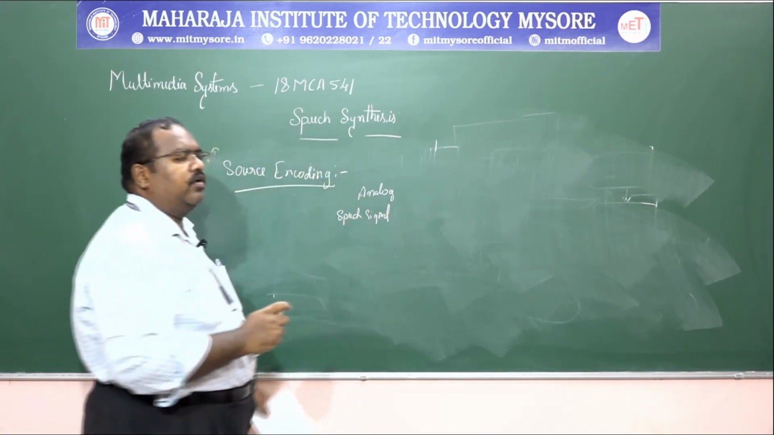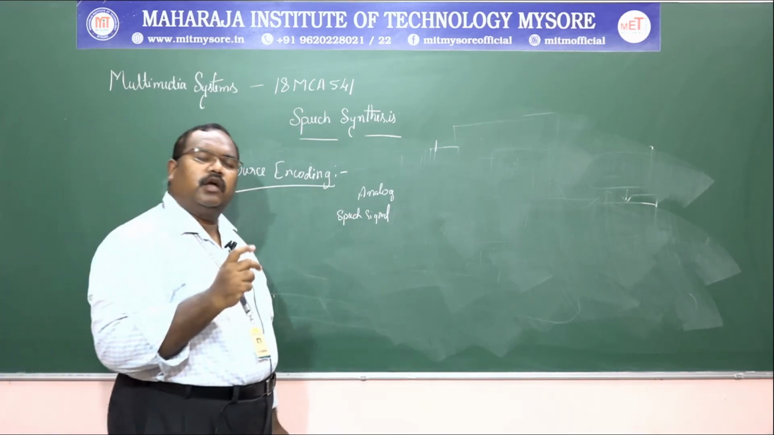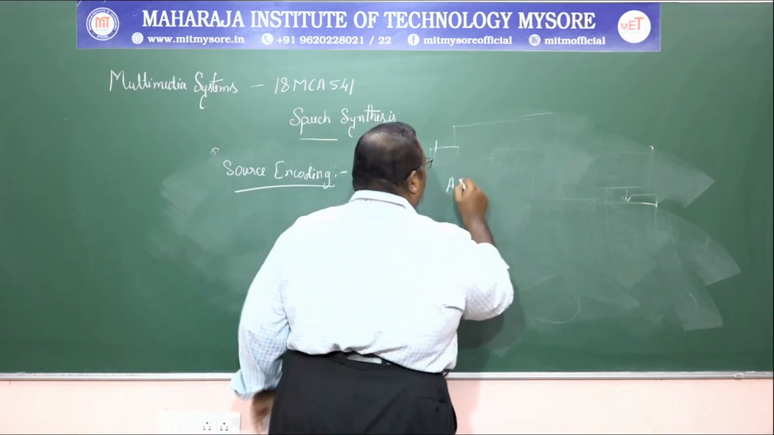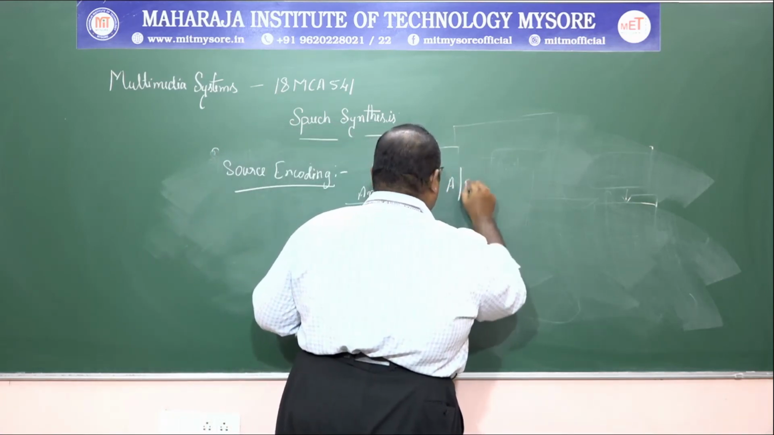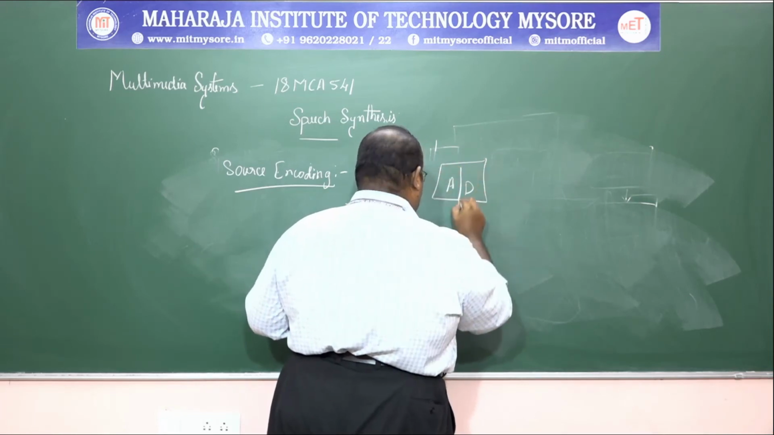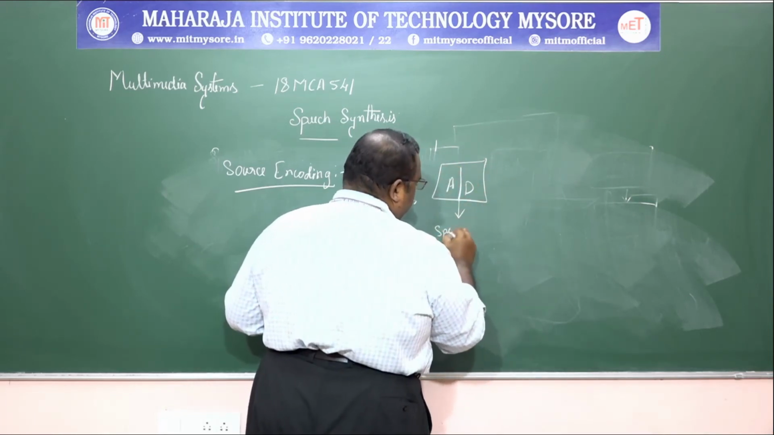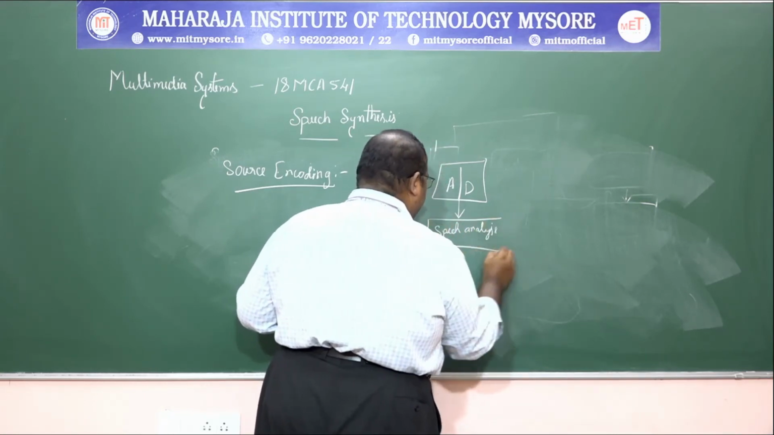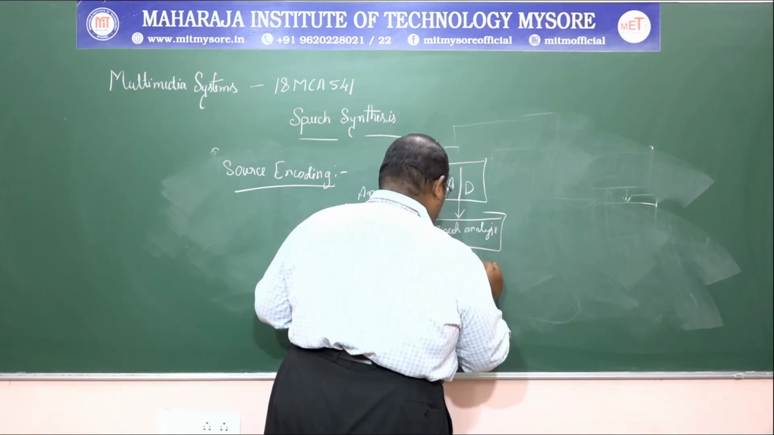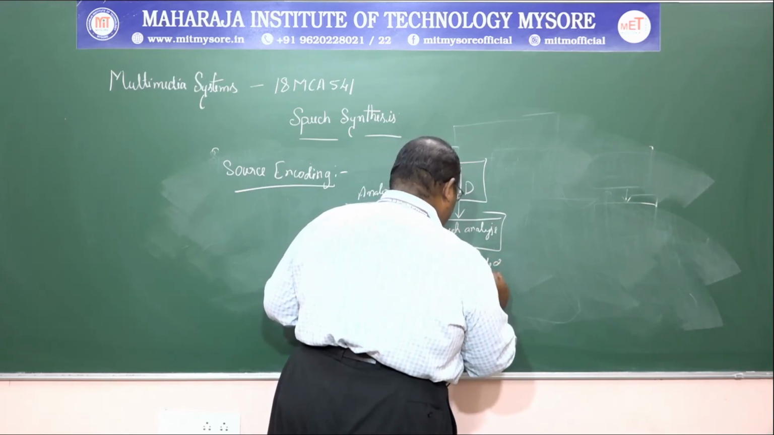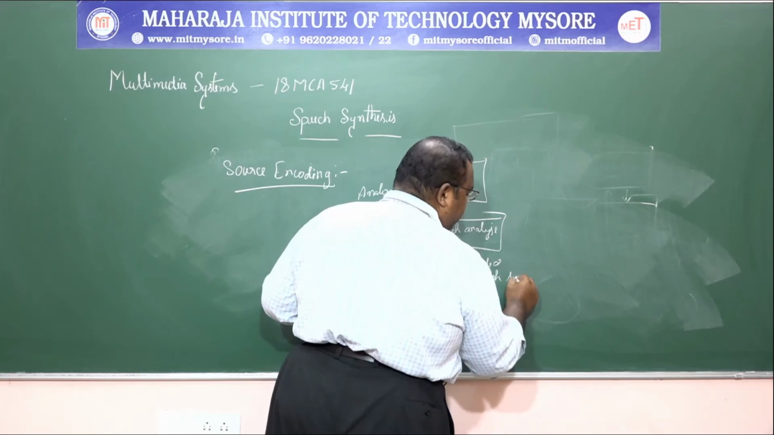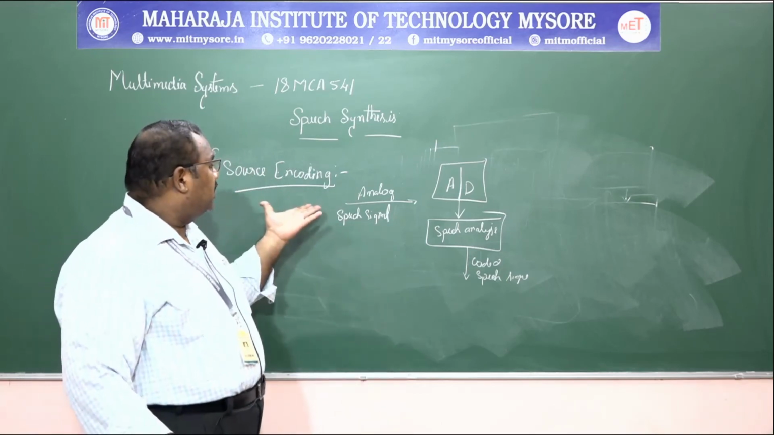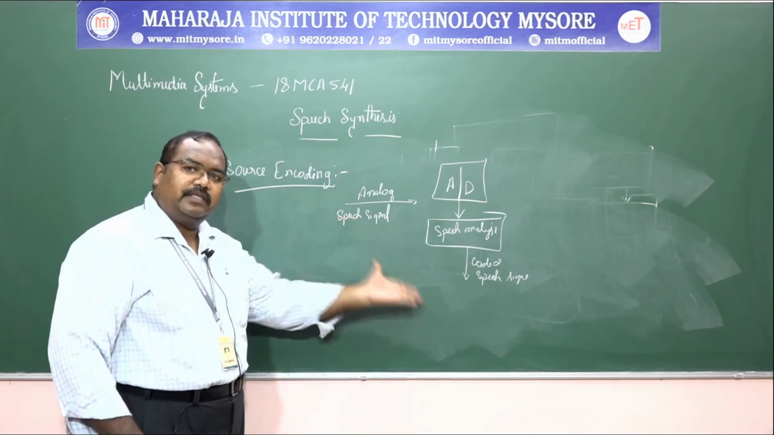What happens in the source encoding? The first stage in the source encoding is that the analog signal, that is a speech signal, is fed into an analog to digital converter, where speech analysis takes place. Then it is coded with respect to separate speech signals. What is that coding that happens here? I'll continue with the diagram and go with a step-by-step explanation.